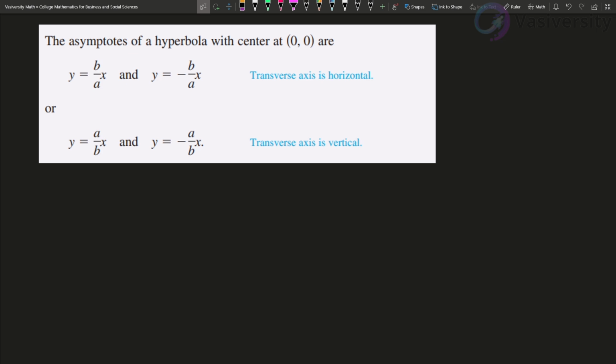And next lesson, we are going to cover the exponential functions, logarithmic functions, and properties of exponentials.